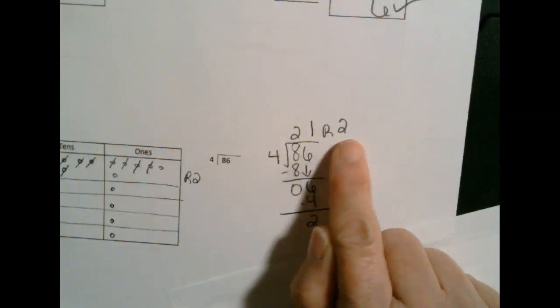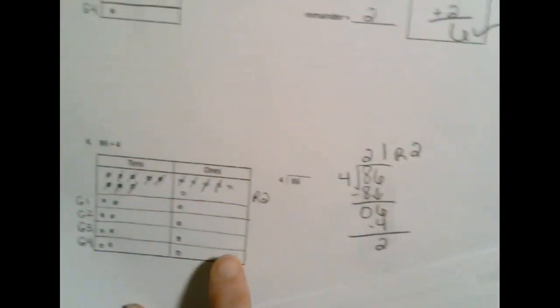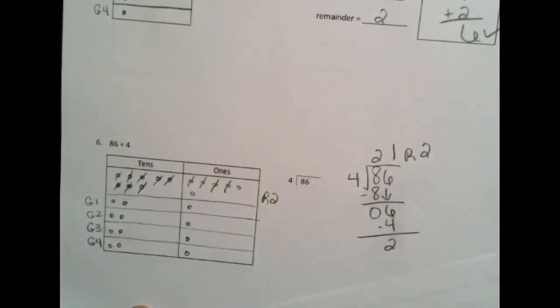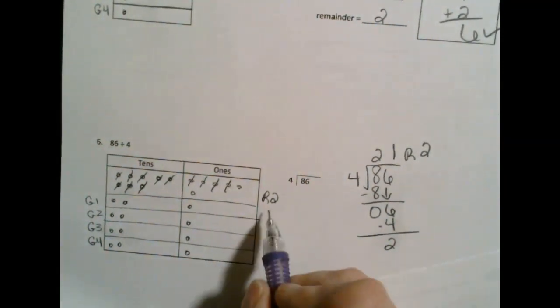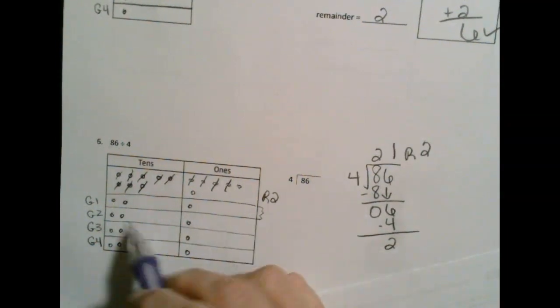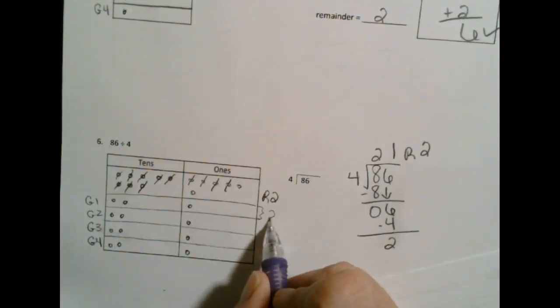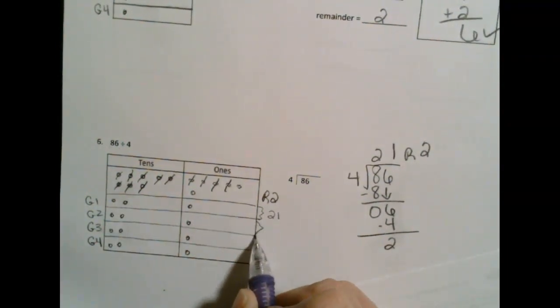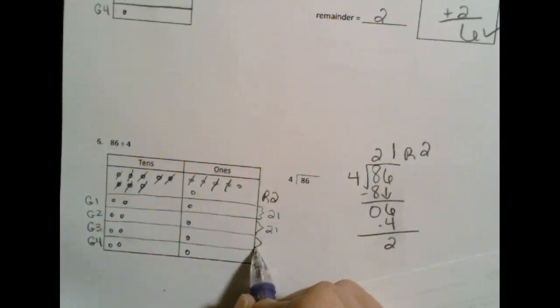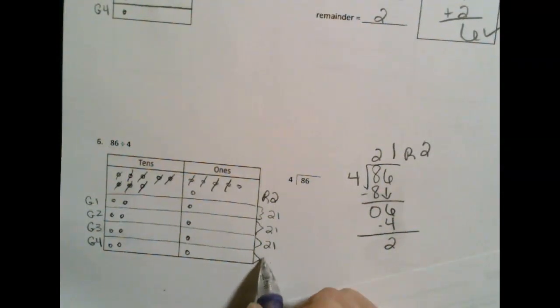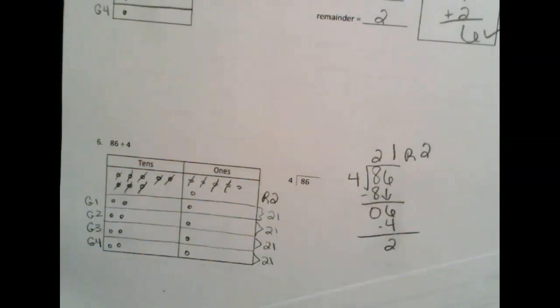So 21 remainder 2. Well, if I look over here at my place value chart, I notice I didn't write that for you. But over here, each group, I have 2 tens and 1 one. So I have 21. This group, I have 21. Whoops, my lead broke. This group, I have 21. And this group, I have 21. So I got the same thing. 4 groups of 21 with a remainder of 2.